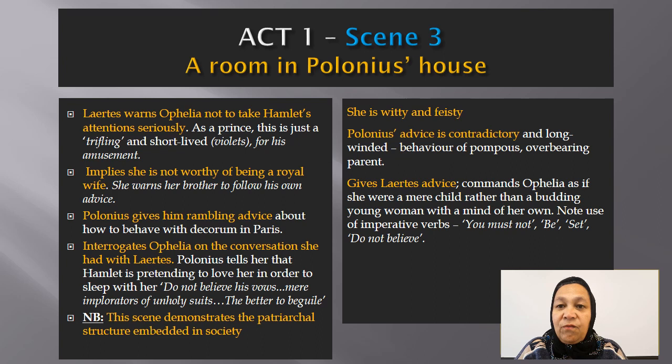His reference to violets suggests that Hamlet's interest in her will wane very soon, and Hamlet, just like violets do, because when flowers blossom, they die also at some point in time. It is at this point that her father also comes in, and he gives his son long, rambling advice about how to behave with decorum in Paris.